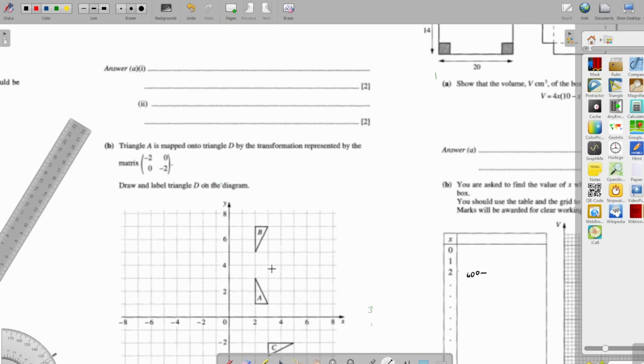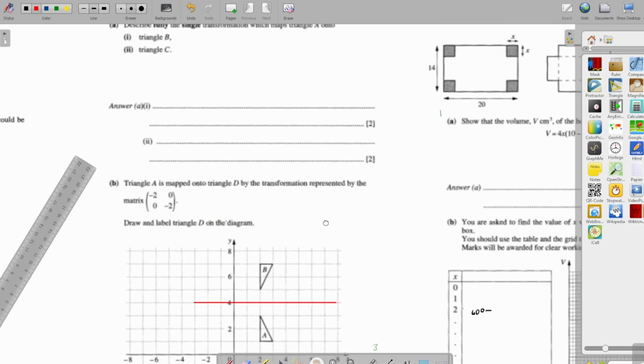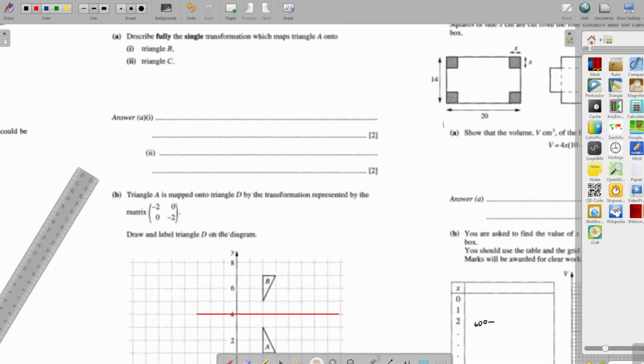So for B, it's pretty simple that this is just a reflection, and we can actually see that it's this line that is directly reflecting it. This is just a visual observation. So we can simply write that this is a reflection in y is equal to 4, which is this line, right?